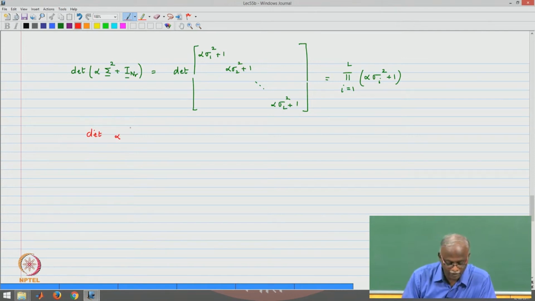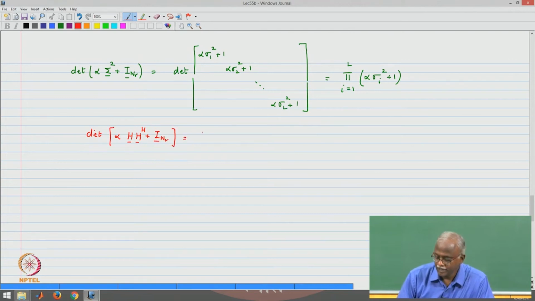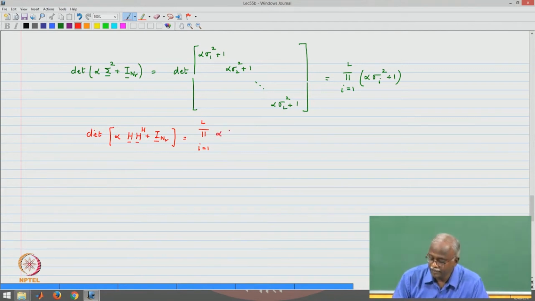Okay, so summarizing the result, the determinant of alpha H H Hermitian plus I_NR can be written down as the product, where the number of terms corresponds to the rank of the matrix H, of alpha sigma i squared plus 1.